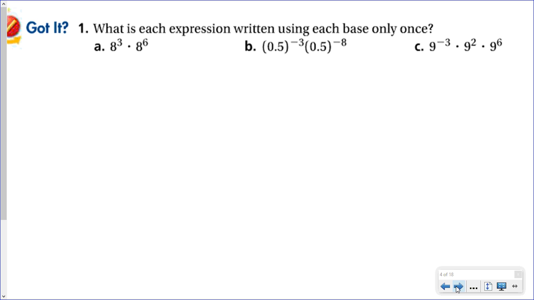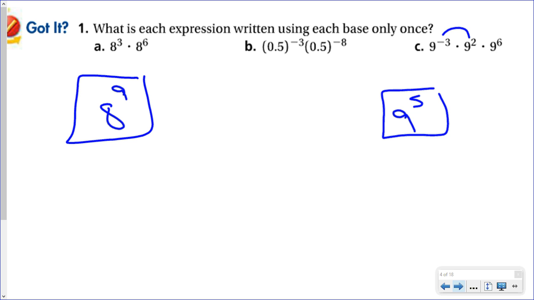All right, so for your final answer for this one, your base is 8, your power is 9. Let's go to the last one here. Your base is 9 for all of them, so that means you can add your exponents. You'd get negative 3 plus 2 is negative 1, plus 6 is 5. 9 to the 5th. And actually, I wouldn't mind going over b as well.